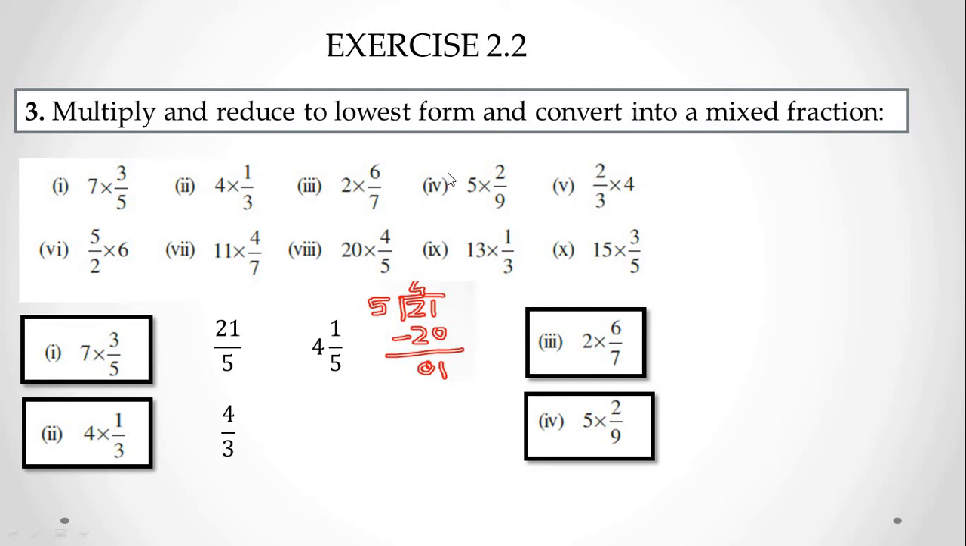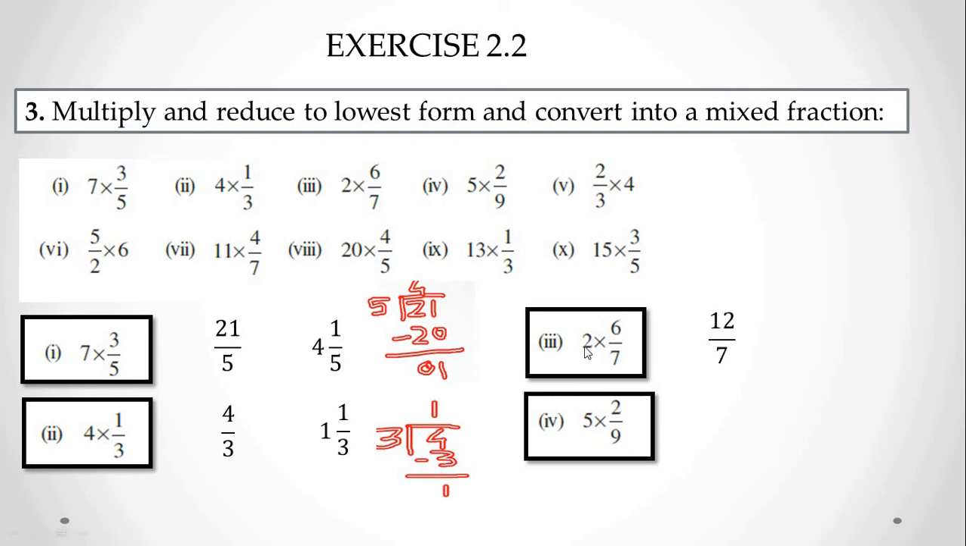Second one, it is written as 4 into 1 upon 3, which means 4 upon 3. So 4 divided by 3, 3 into 1 is 3. Here the remainder will be 1. So it is written as 1 1 upon 3. This is the answer of the second one.